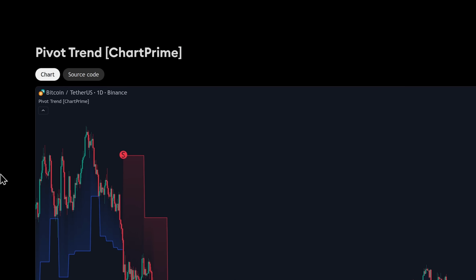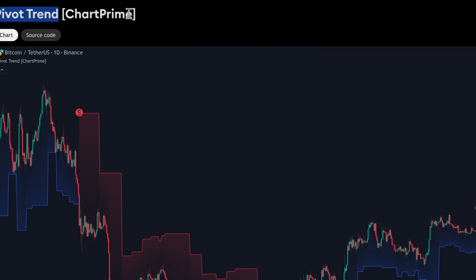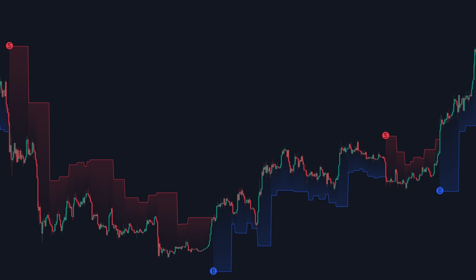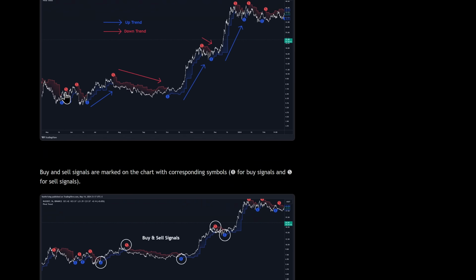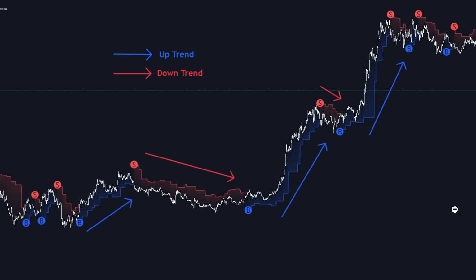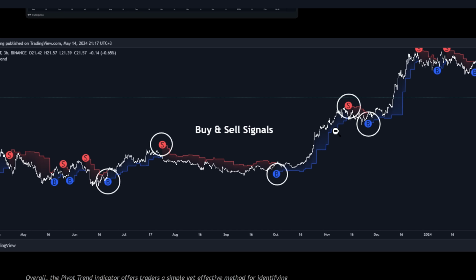That's why today we're looking at an open source indicator called Pivot Trend by ChartPrime. This tool is built for one job: help you spot real trend reversals based on market structure pivots, not laggy smoothing like a moving average. It's designed to show you when sentiment shifts, when structure breaks, and where the new trend line sits so you can plan cleaner entries instead of buying tops or shorting bottoms.